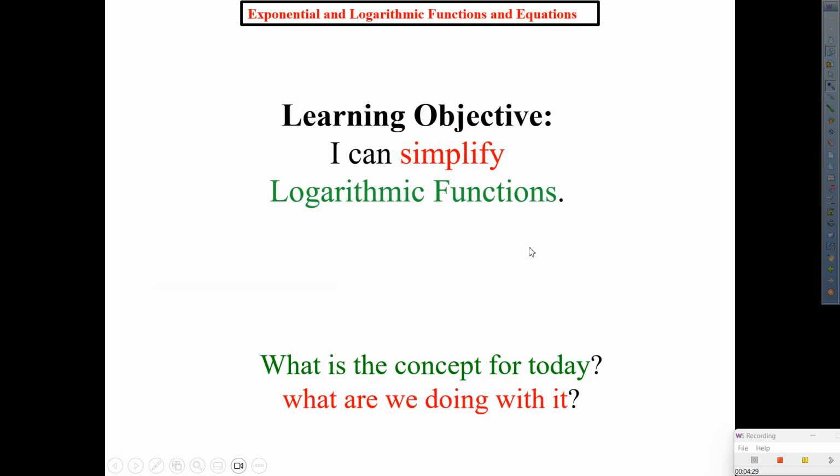So, after turning in your home plate, get a Cornell note ready, please. I'll give you some time. Go. All right, here we go. I can simplify logarithmic functions.